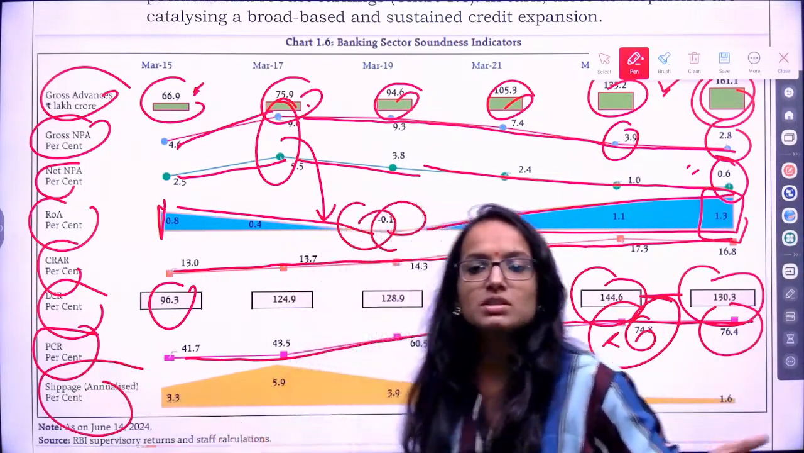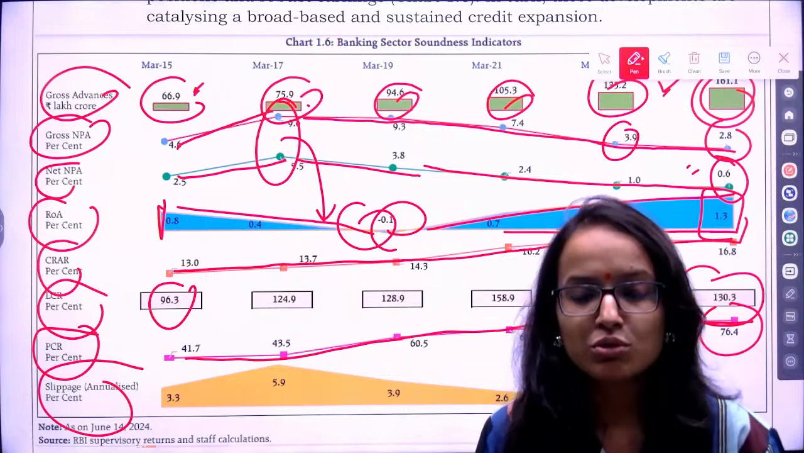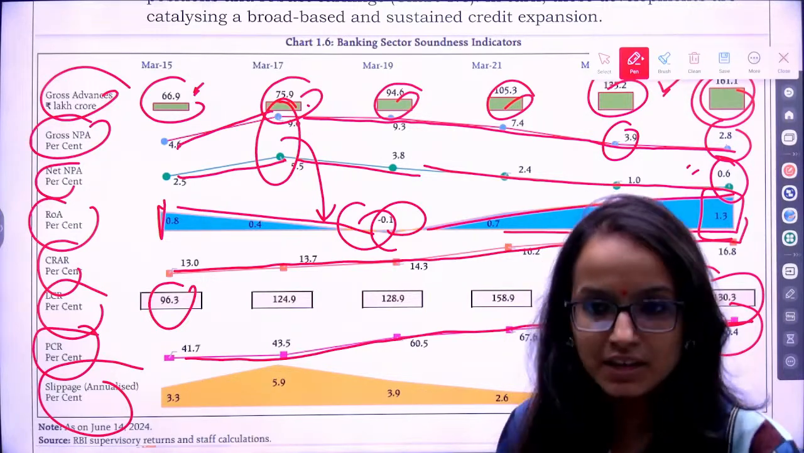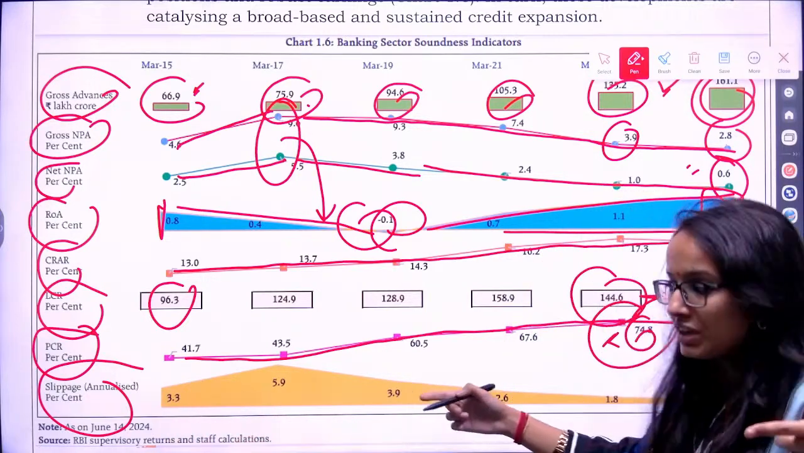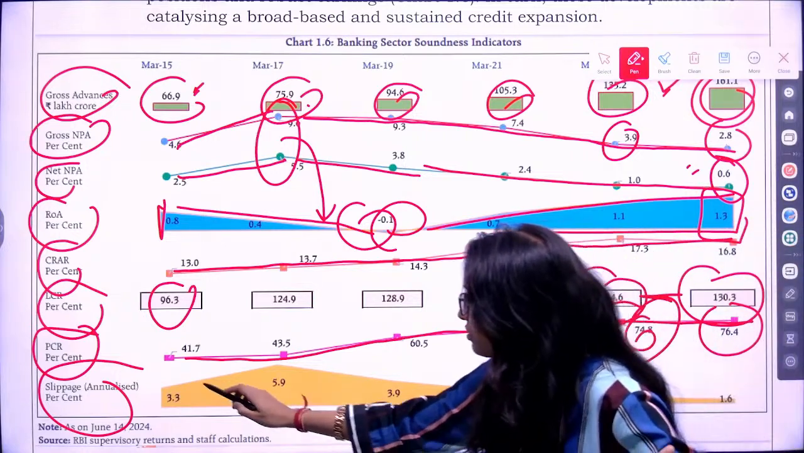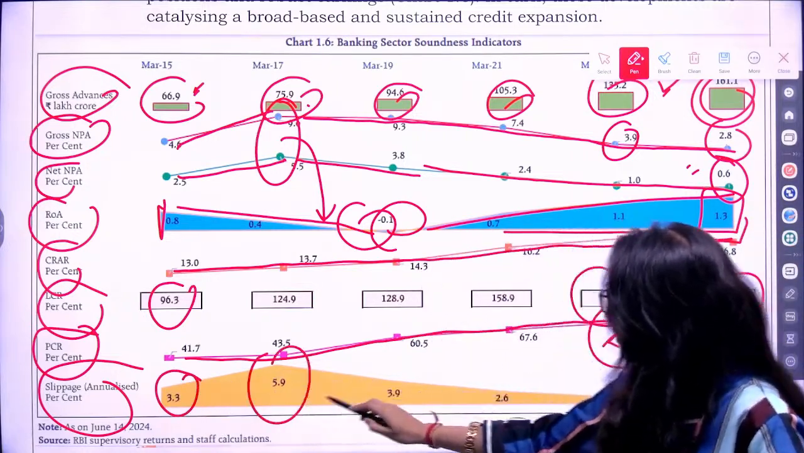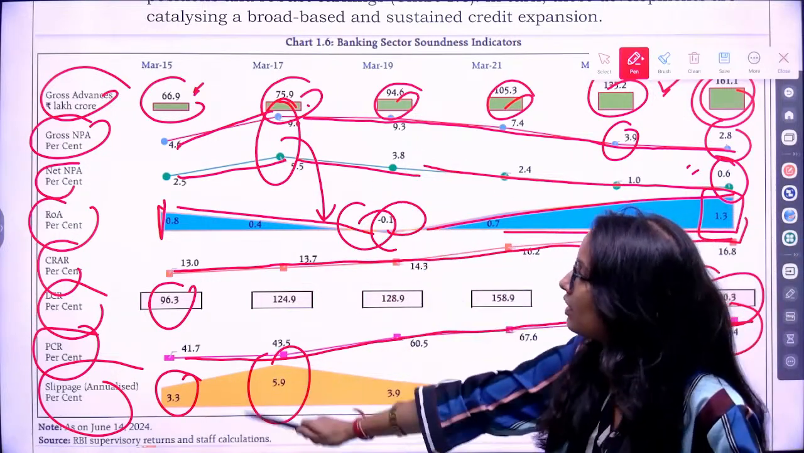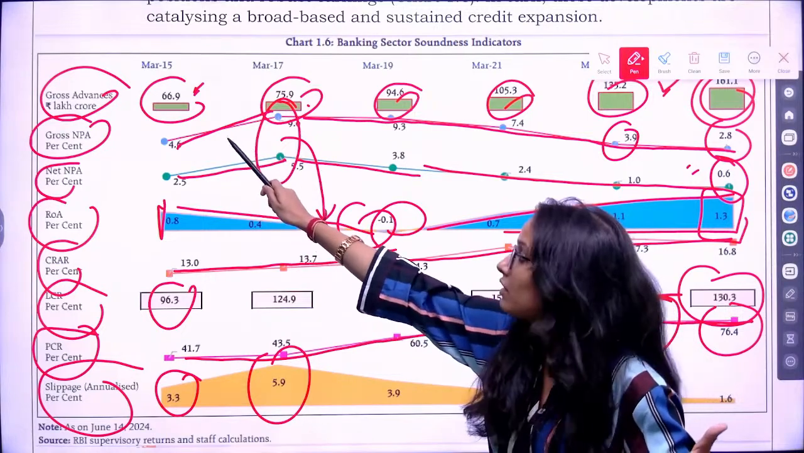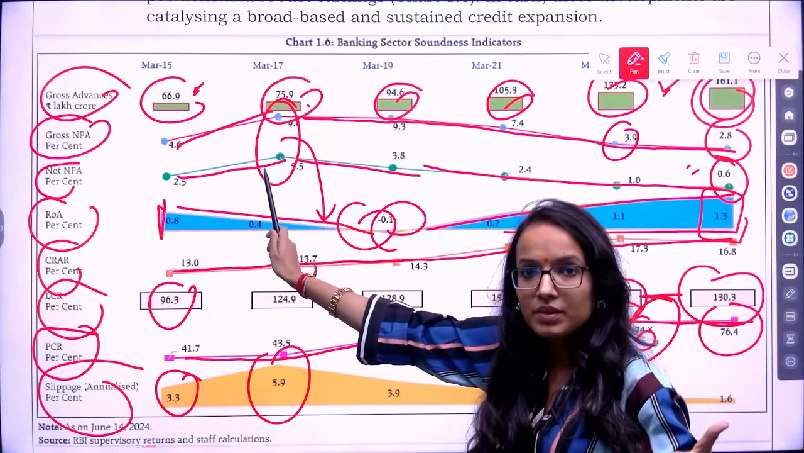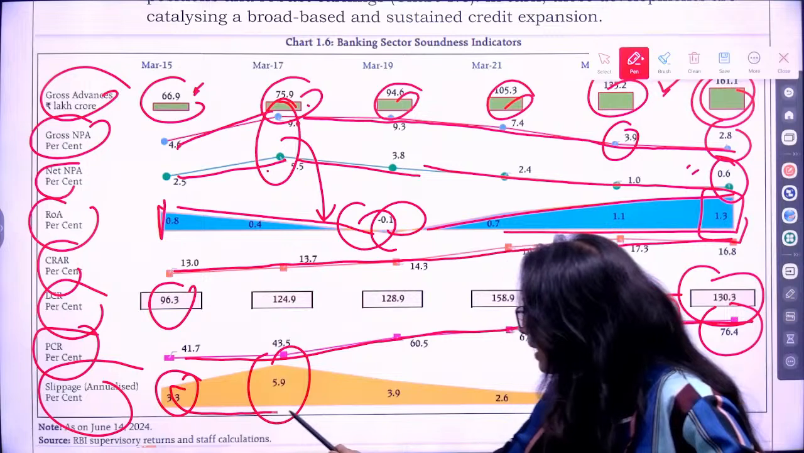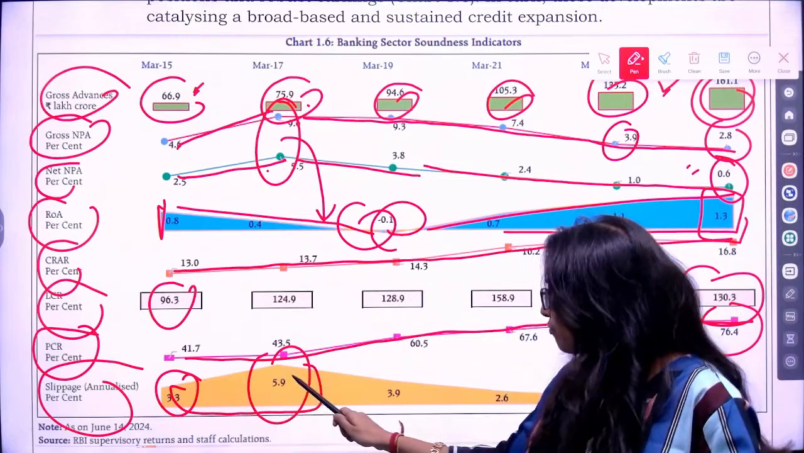Then you have slippage. I have told you what slippage is. Slippage is a terminology used for the addition to NPA in that year. I have told you the ratio formula as well. Now slippage was rising here when your NPA were rising. See, NPA were rising here, so your slippage was expanding from 3.3 to 5.9.